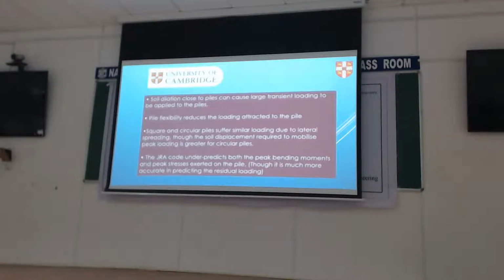The JRA code under-predicts both the peak bending moment and peak stresses on the pile, and this is especially so during the earthquake loading. It's not so bad if you're only worried about the transient loading, the residual loading after the earthquake has finished. But who cares by the time your bridge has collapsed?